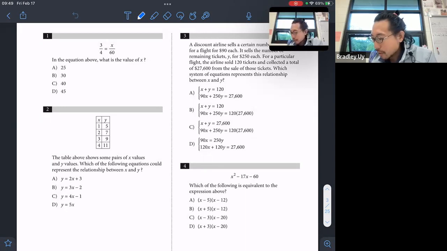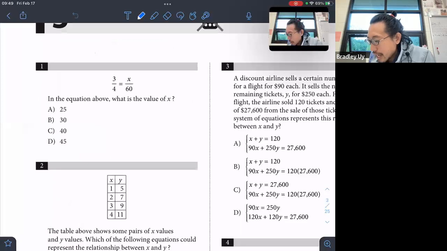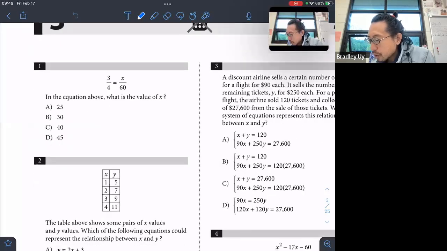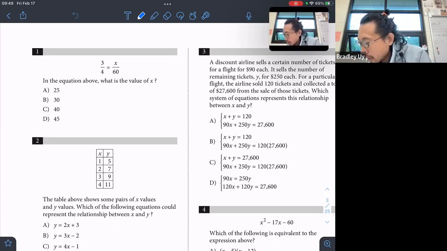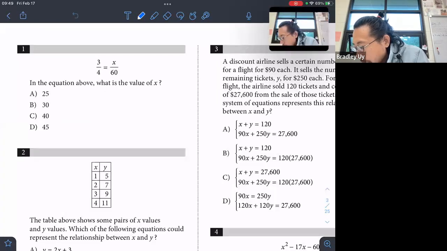Okay, let's get started. This is the non-calculator section, which consists of 13 questions, and you'll be given 20 minutes to do these. Number 1, one method that's very powerful when you're given a fraction equals a fraction is to get rid of fractions, and one method is to cross multiply.